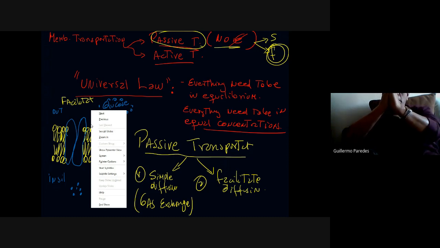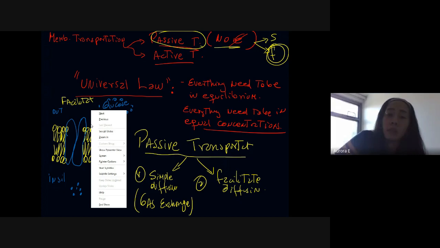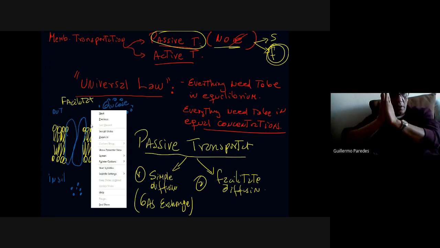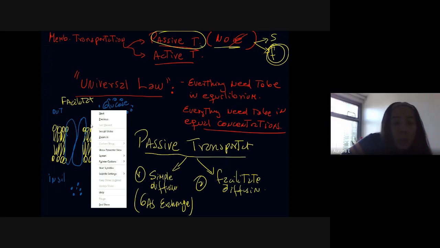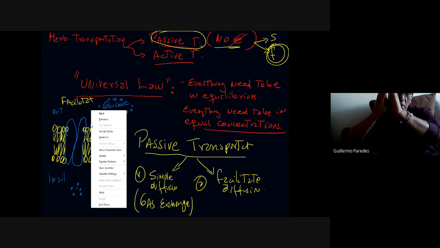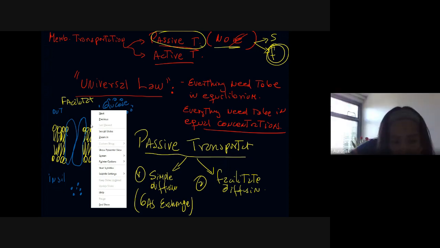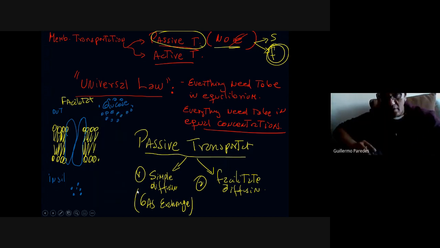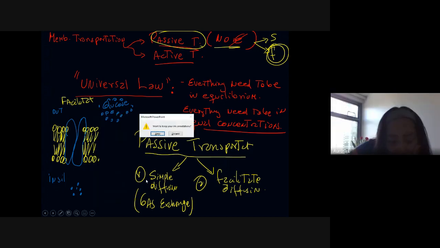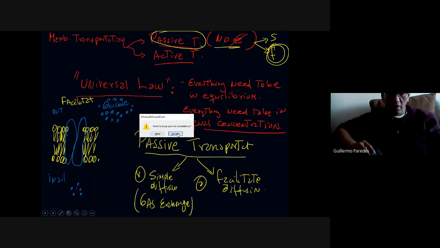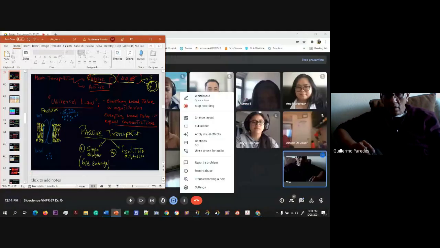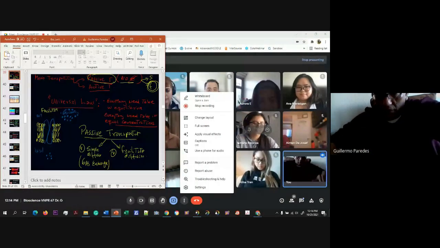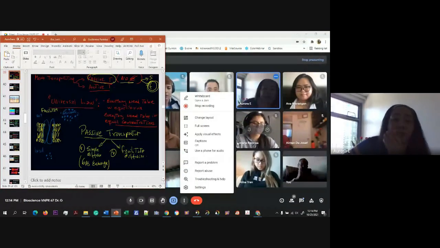Look at this. Can you see the pen, the glucose? No, I can't see it. You cannot? We can see your hands, but we can't see the pen. The pen? Let me see. Oh, my God. Okay. Let me lift it up a little bit. Let me check in the screen. Okay, because they're too high. Okay, now. Yeah. All right.